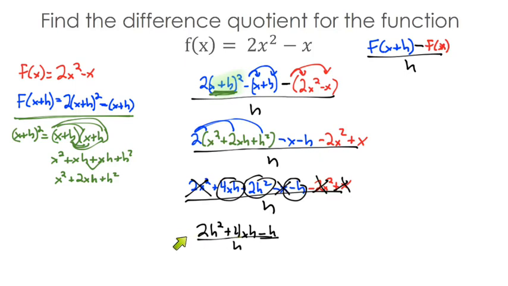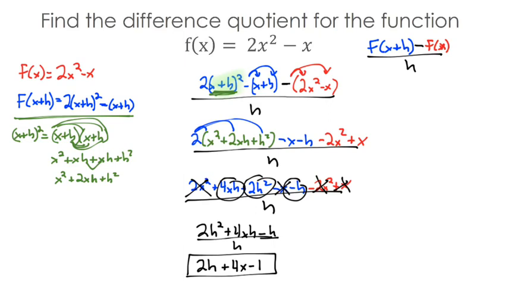So what's great about this is we have an h in each of the 3 terms in our numerator. So I can cancel an h out of each of those terms. So this h in the denominator will cancel with one of those h's and leave us with 2h. The 4xh has an h that will cancel with this h in the denominator and leave us with 4x. And then h over h would leave us with 1. So this value right here is what your difference quotient would be for this function.